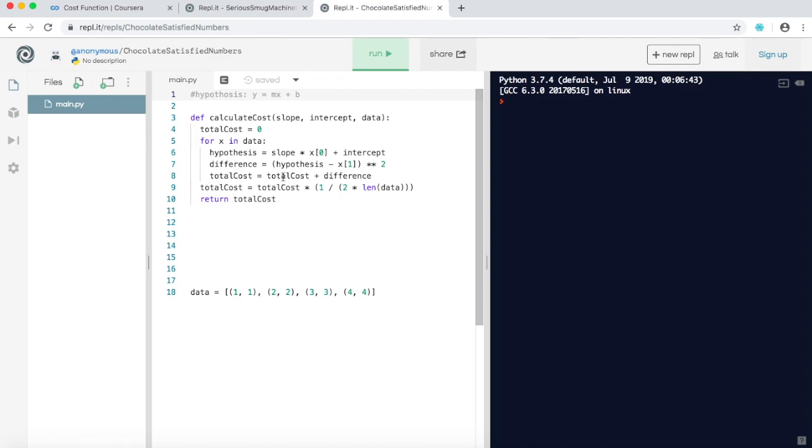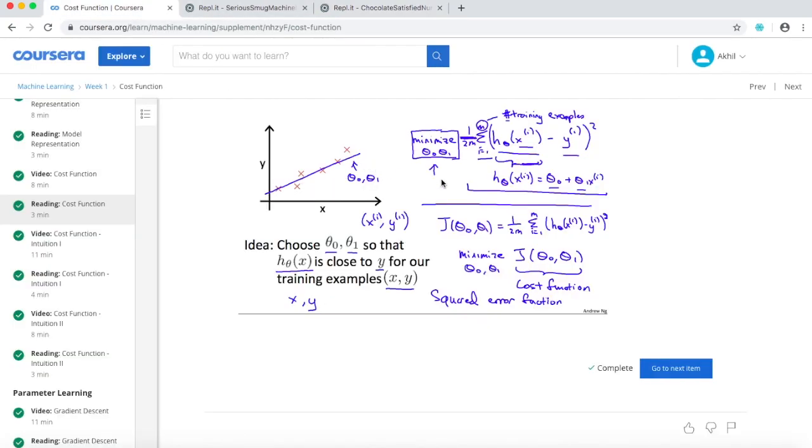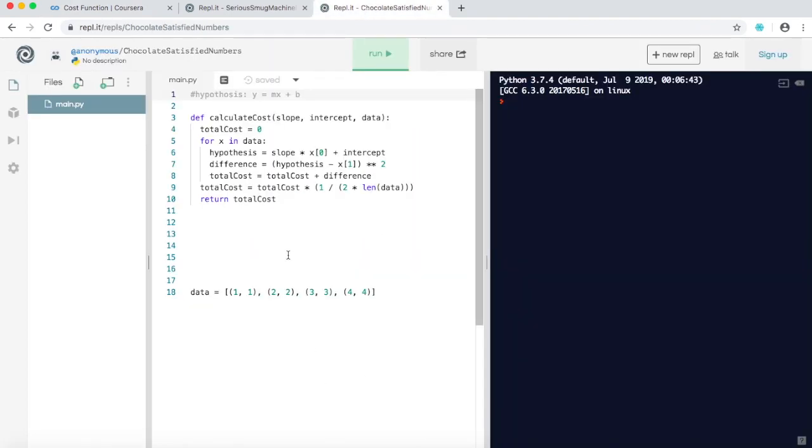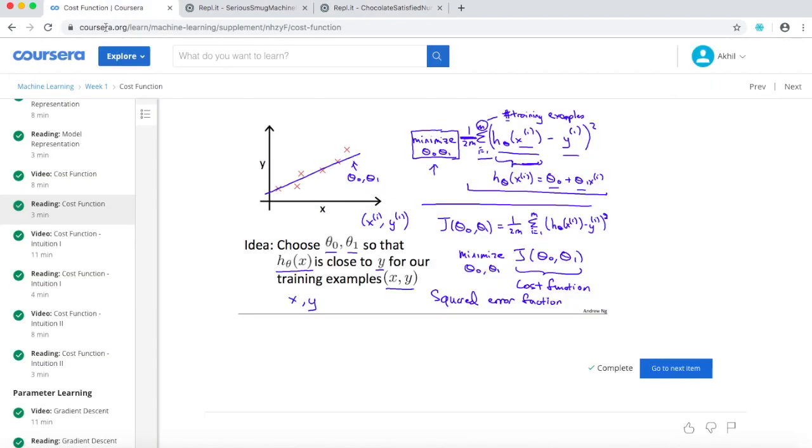Now we are looping through our data set, getting the hypothesis, so that's slope times x0, so it's getting the x variable from here, plus the intercept. So again, this is whatever is passed in. And then just following the formula that we have set out right here. That is the first part. We calculate cost.